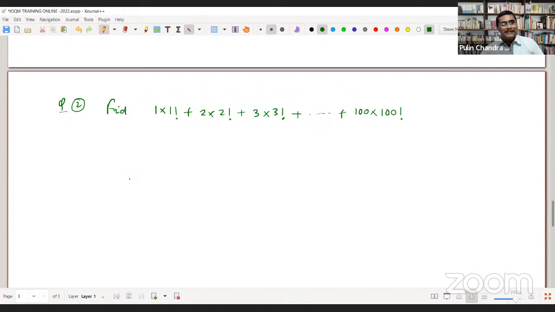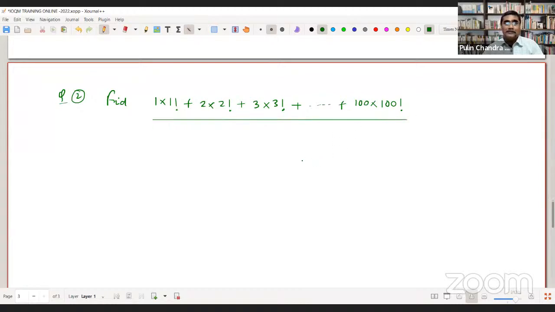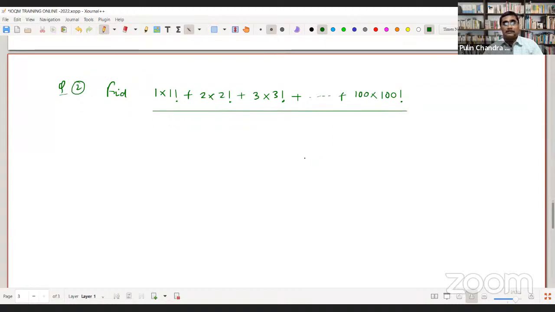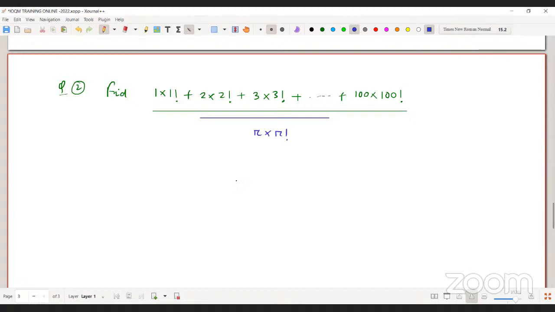सबसे बड़ी बात है, इसमें भी कहानी वही हुई, because you can find 1 into 1 factorial, 2 into 2 factorial, लेकिन 100 into 100 factorial निकालना तो मुश्किल हो जाएगा। तो क्या करेंगे? देखो इसमें भी हमारी properties बहुत साथ देंगी, बस हमको थोड़ा सोचना है। We will try to think about the general term. इन सारे में general term अगर लिखेंगे तो क्या लिख सकते हैं? r into r factorial.